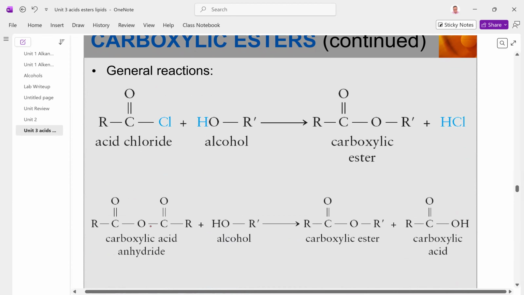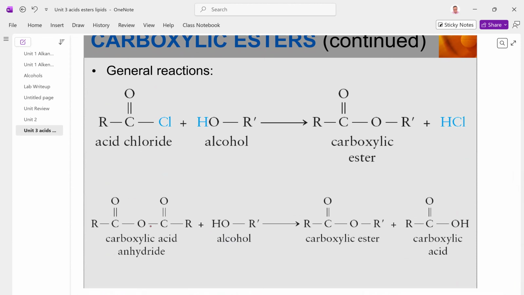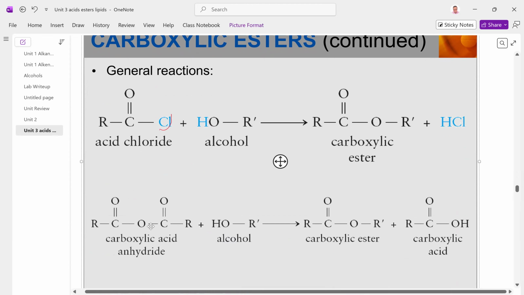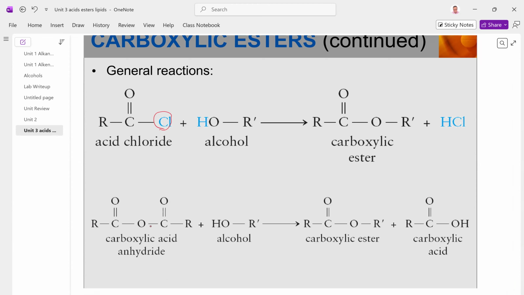Okay, so this is the acid chloride way. Basically, when we look at the acid chloride, we're replacing the OH with a Cl. So this was the OH from the acid. And here's a good old alcohol. So the deal is, this is very unstable.